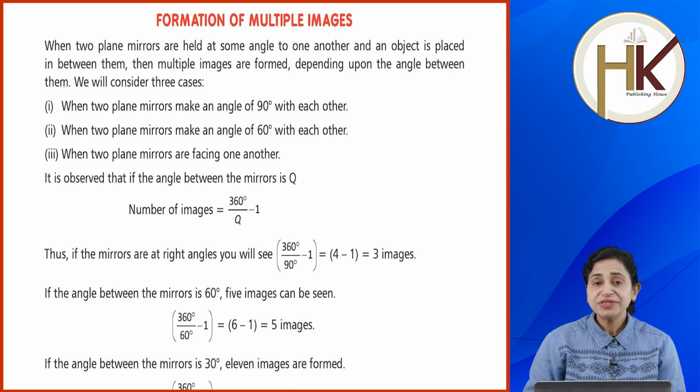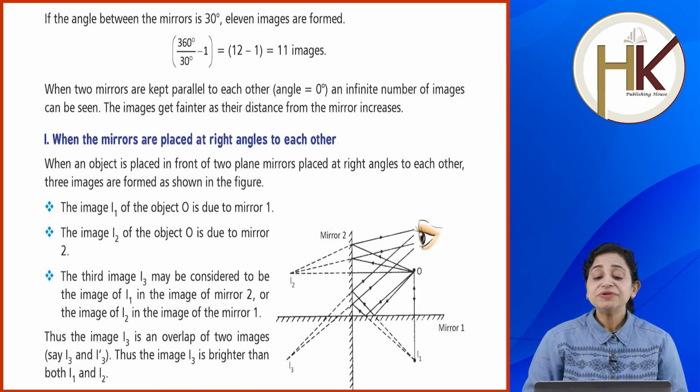It is observed that if the angle between the mirrors is θ, the number of images is equal to 360 degrees by θ minus 1. Thus, if the mirrors are at right angles, you will see 360 degrees by 90 degrees minus 1, which is equal to 4 minus 1, equal to 3 images. If the angle between the mirrors is 60 degrees, 5 images can be seen: 360 degrees by 60 degrees minus 1 is equal to 6 minus 1, 5 images. If the angle between the mirrors is 30 degrees, 11 images are formed.